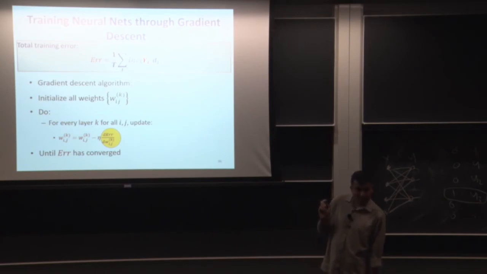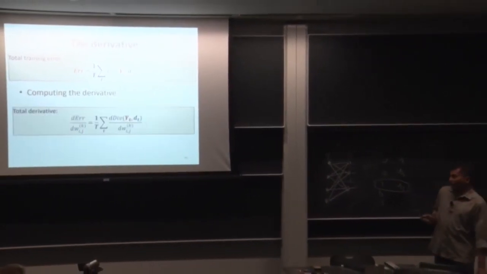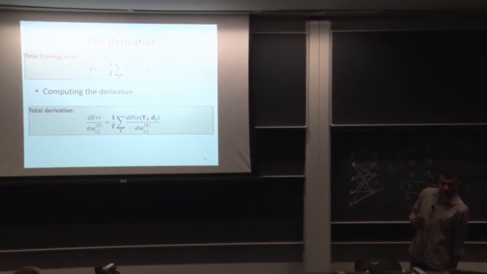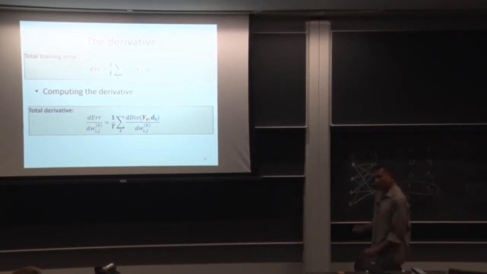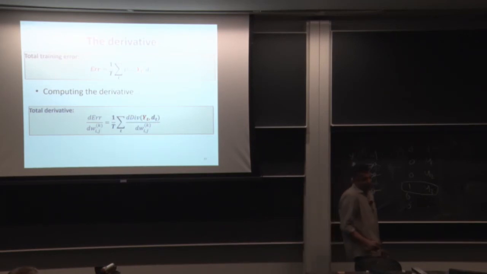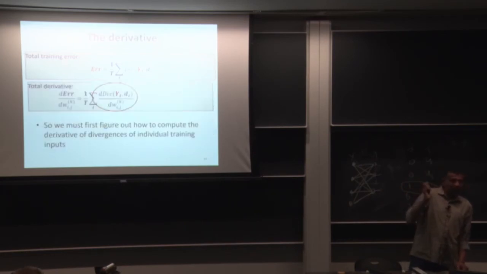The key piece is the derivative of this error with respect to any given parameter. If I look at it closely, that error is the average divergence over all the training instances. The averaging operation is linear. So if I want to take the derivative of the error with respect to any weight, the derivative moves in. It's the average of the derivatives of the divergences for individual training instances with respect to the parameter. This is the term we need to be able to compute in order to train our network.